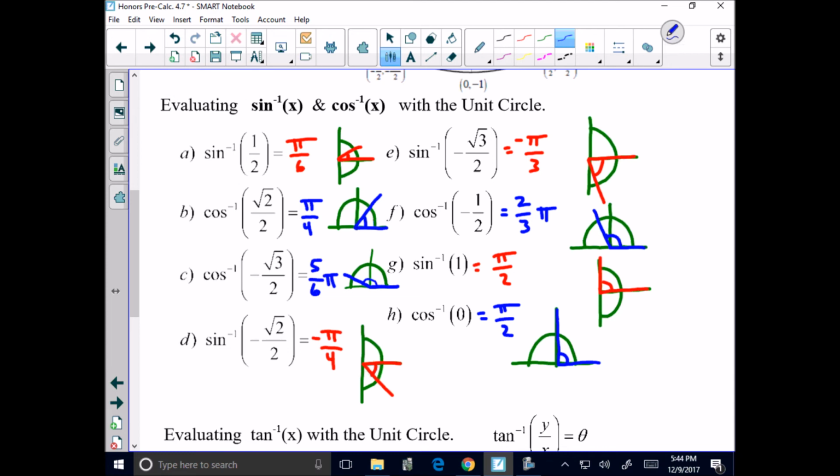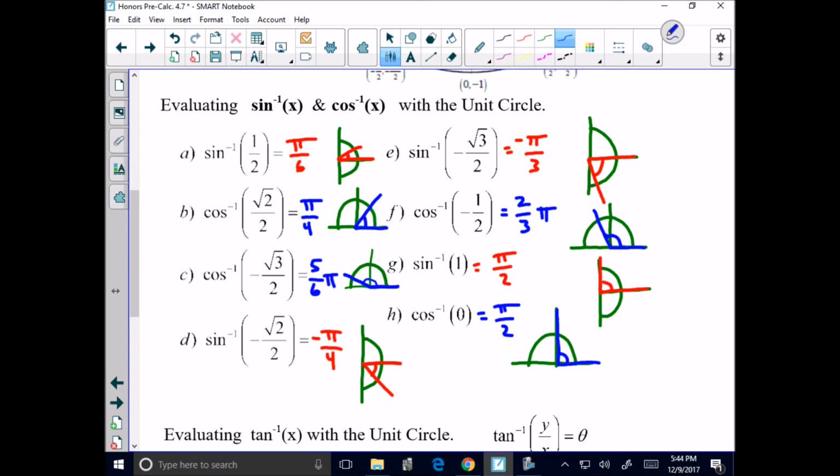If we're looking at inverse sine of 1, we're basically looking at where on the right side of the unit circle we would need to rotate in order to get a y value of 1, and that would be pi over 2. Inverse cosine of 0 is going to be the amount of rotation we would need to get an x value of 0, and that's rotation onto the y-axis, and so that would also be pi over 2.